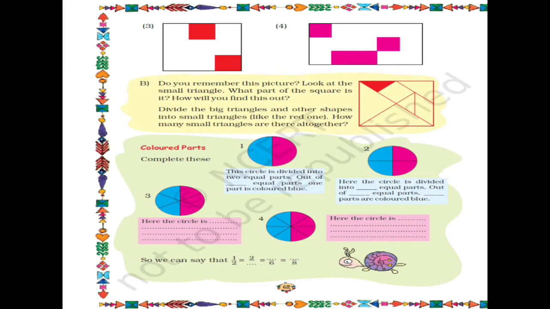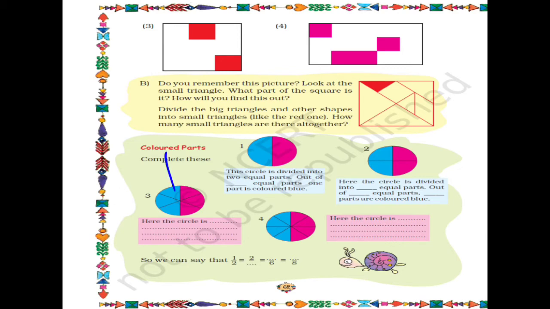Now next question, third. Here the circle. Now you have to complete the statement. A statement is given: here is the circle. Now what can you write? Here the circle is divided into 6 equal parts. Why 6 equal parts? Because they have been divided into 6 equal parts.